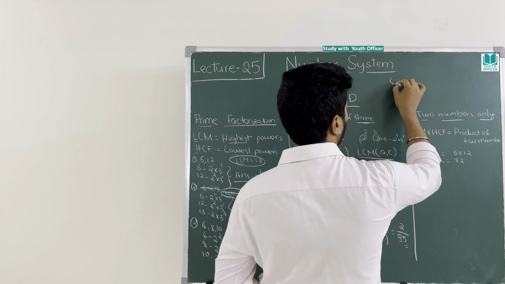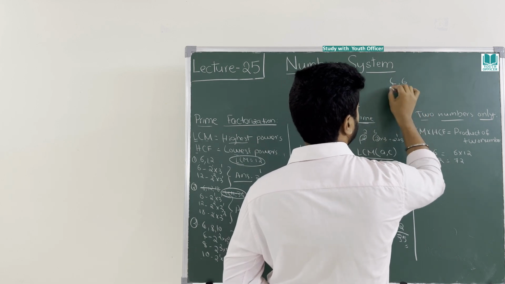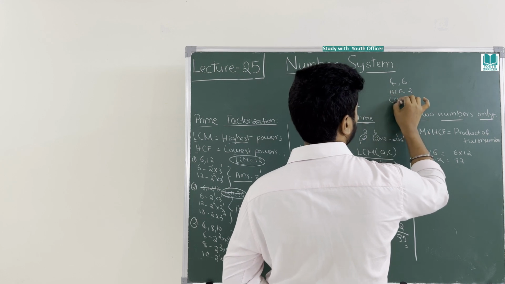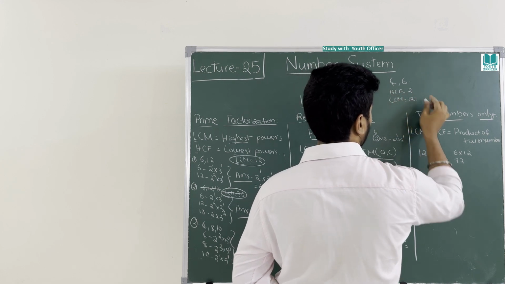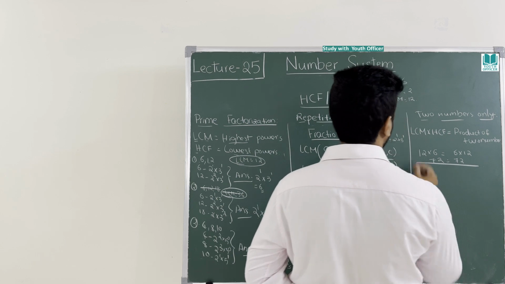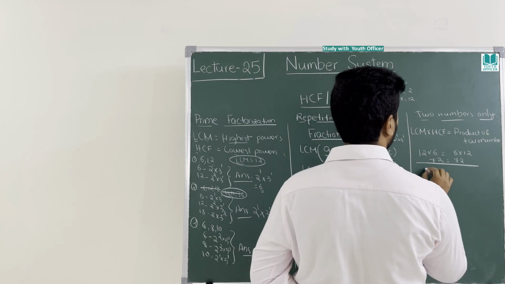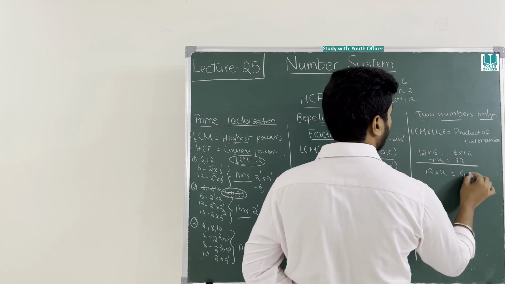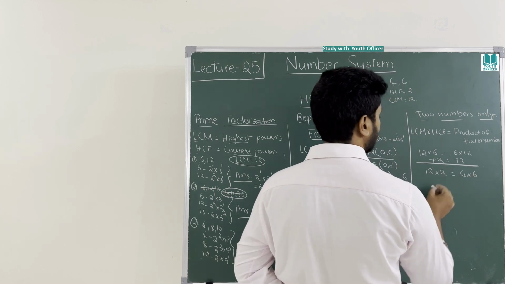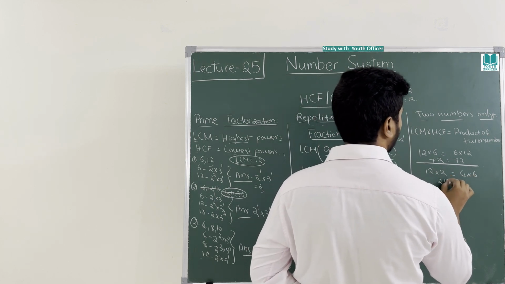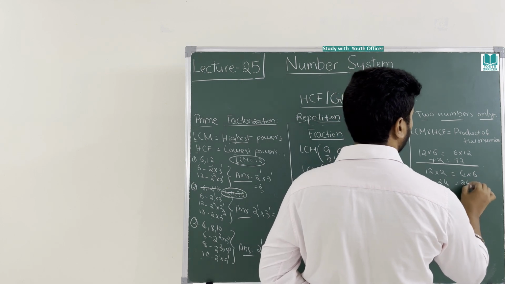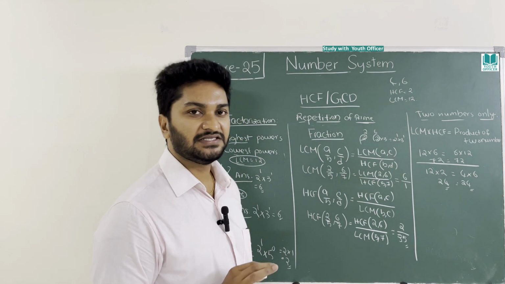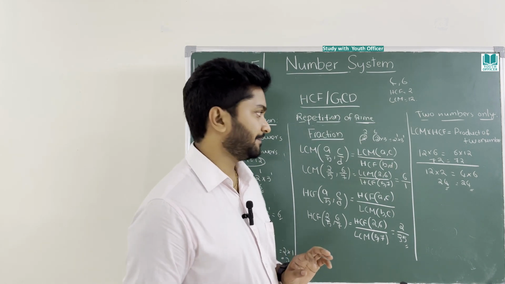And if you take 4 comma 6, HCF is 2, LCM is 12. LCM into HCF, 12 into 2, is equal to the product of the 2 numbers, 4 into 6. 12 twos are 24, 4 sixes are 24. Always this property will hold good.